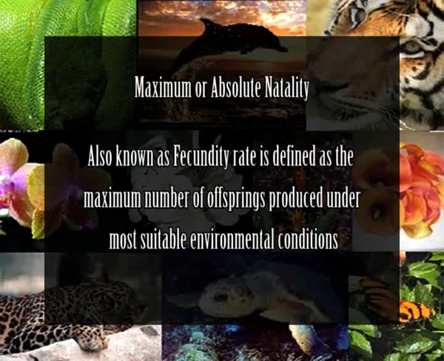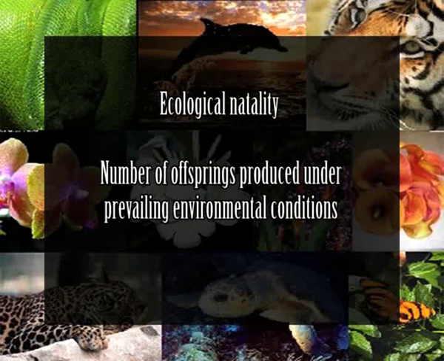Natality is of two types. First, maximum or absolute natality. It is also known as fecundity rate. This natality is defined as the maximum number of offsprings produced under most suitable environmental conditions. This value is theoretical and constant for a given population. Now, second is the ecological natality. Ecological natality refers to the number of offsprings produced under prevailing environmental conditions. It is also known as fertility rate.